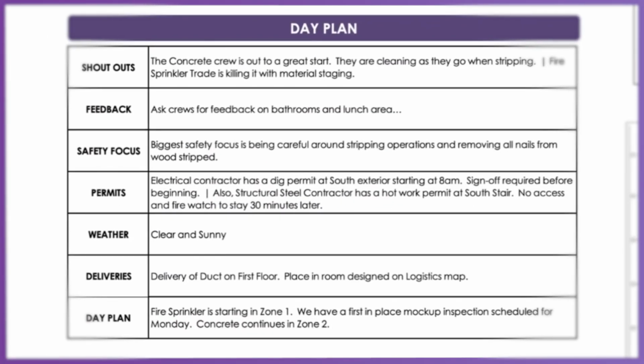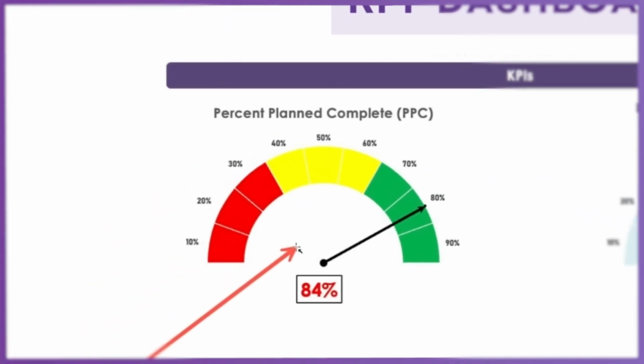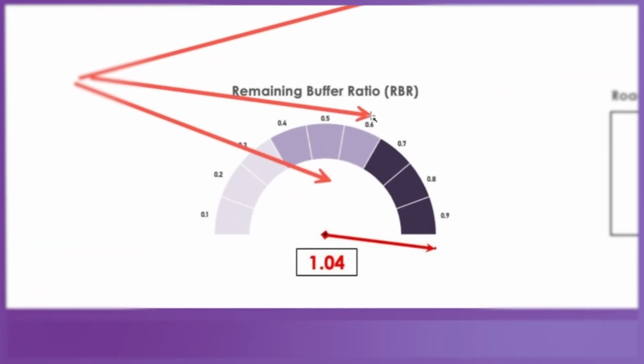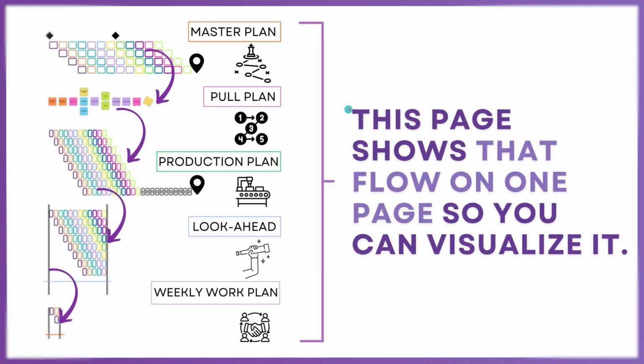And then you can create your day plan, which is where you communicate specific information to the craft and really jam out and then track the right KPIs. But one of the things I want to talk to you about that's really, really cool is that we don't just track percent plan complete in the Takt Production System with Last Planner. We can also track our perfect handoff percentage, our remaining buffer ratio, and our roadblock removal average. So we have more KPIs with Takt than we ever had with CPM and Last Planner. And they're meaningful, they're production KPIs.